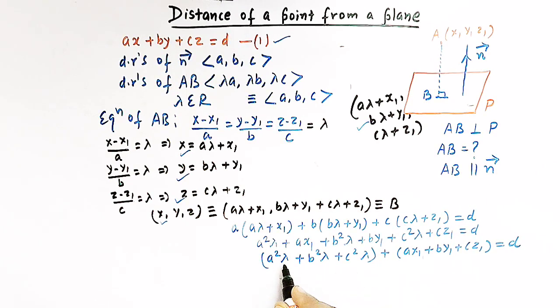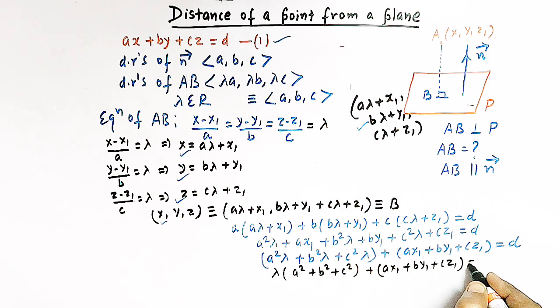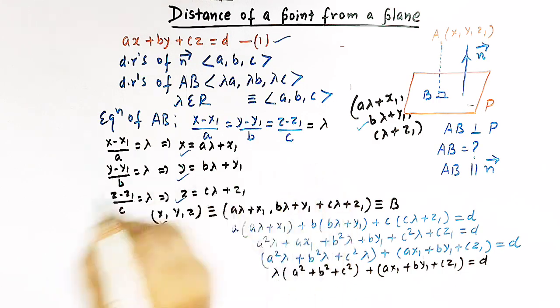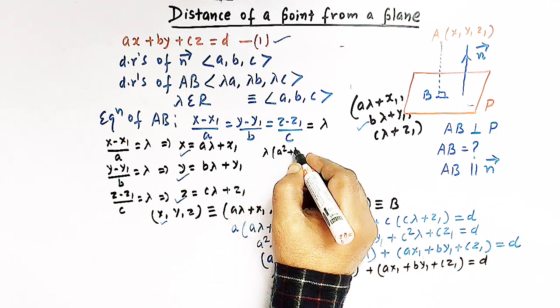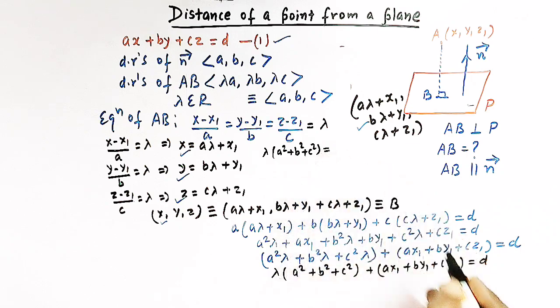So let us take lambda common. So we have a square plus b square plus c square, and then we have ax1 plus by1 plus cz1 is equal to d, right? So let us write this equation as lambda times a square plus b square plus c square, and then we can take this term to this side.